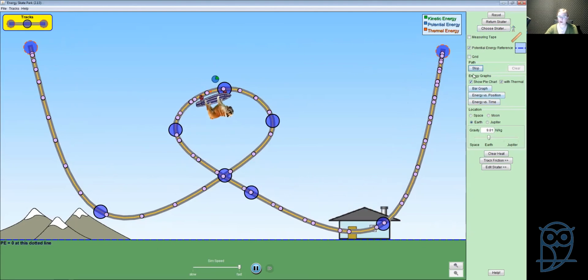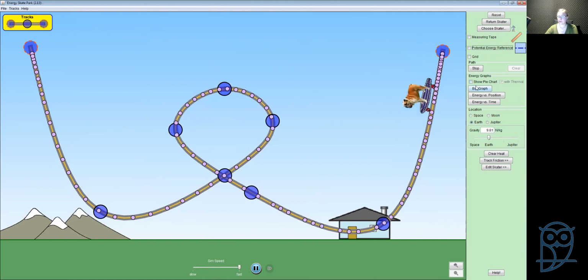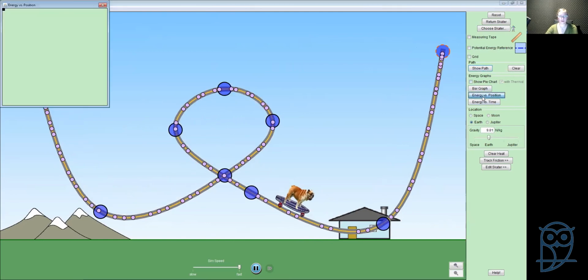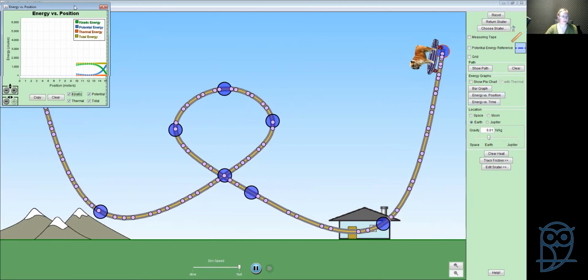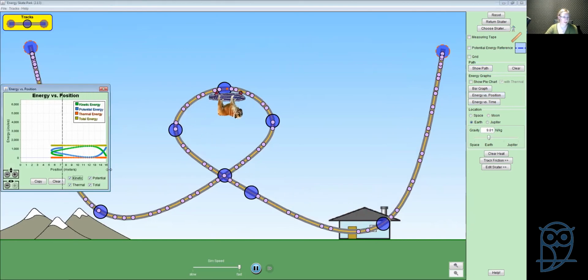So we can show the path. Where is the show path? There we go. Okay, you can show the energy versus position graph over here. So here you can see there he goes around the loop and back. So there are lots of things to play around with in these to do with energy changes.